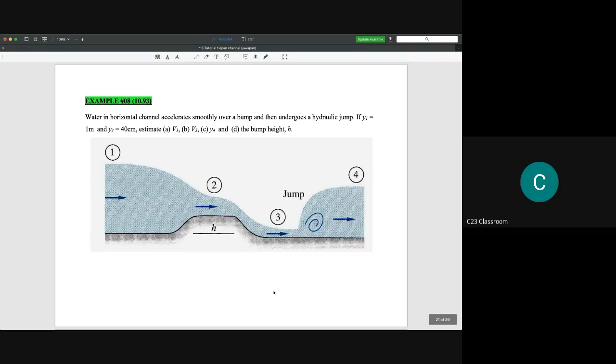And this is example number 8. Water in a horizontal channel accelerates smoothly over a bump, and then undergoes a hydraulic jump, and then it will flow like this, with the hydraulic jump at this point. If Y1 is 1 meter and Y3 is 40 centimeters, we need to estimate the values of V1, V3, Y4, and the height H of the bump.